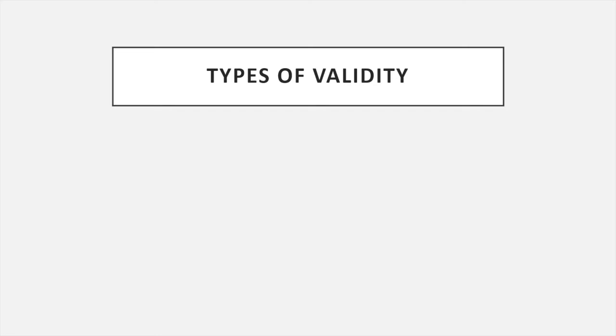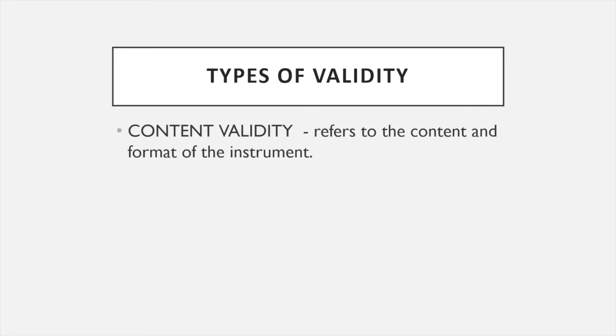There are several types of validity, but we are going to discuss only the main types. The researcher must know what kind of evidence he or she might collect. Essentially, there are three main types. The first one is content validity. It refers to the content and format of the instrument. The content and format must be consistent with the definition of the variable and the sample of subjects to be measured.